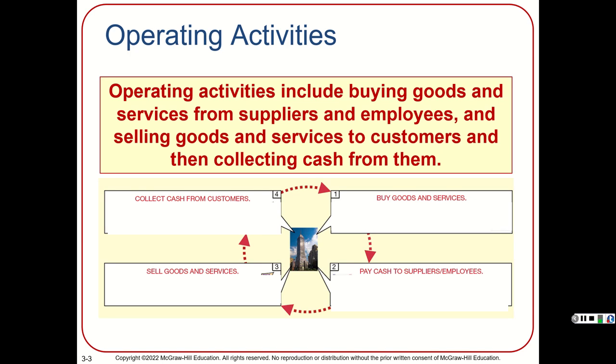A lot of times, companies don't want to take the risk of being in trouble with the IRS, so they hire an HR company to run their payroll for them. So we'll get into those kinds of transactions as well. And this is like the cycle. It starts with buying goods and services. You pay cash to suppliers and employees. You sell the goods and services, and then you collect cash from the customers. This is the accounting cycle for your income statement.